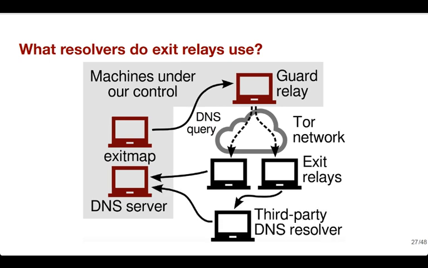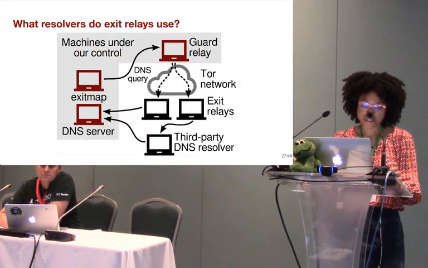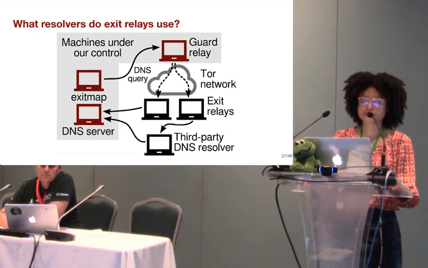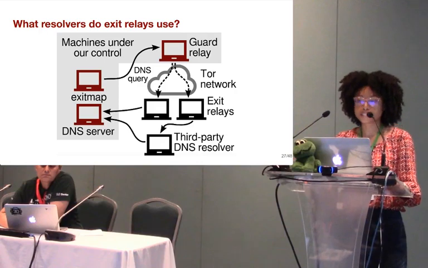For step 3, we inspected our DNS server logs, and if an exit relay does its own resolution, then we expect to see its IP address in our log. If it uses a third-party resolver, then we expect to see an unrelated IP address in our log. We ran this experiment from September of 2015 to May 2016, at least once a day.